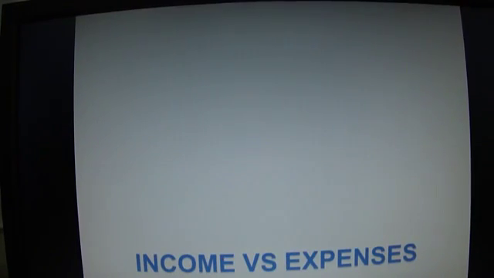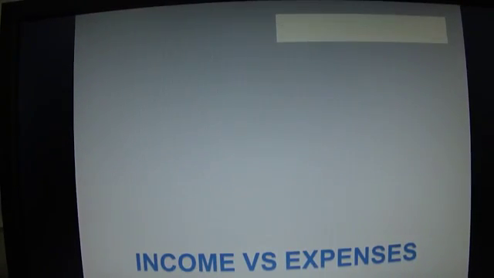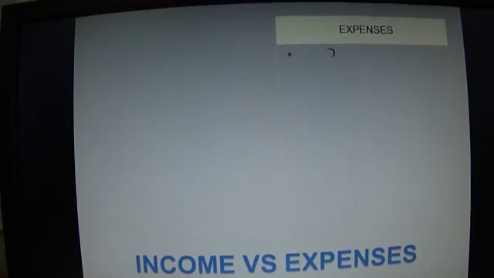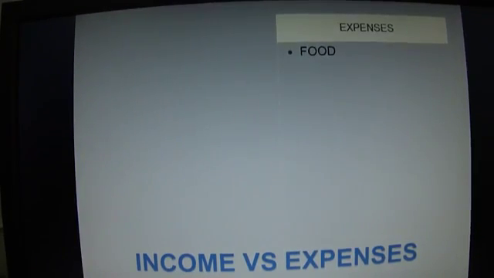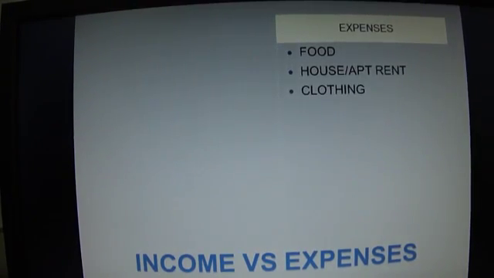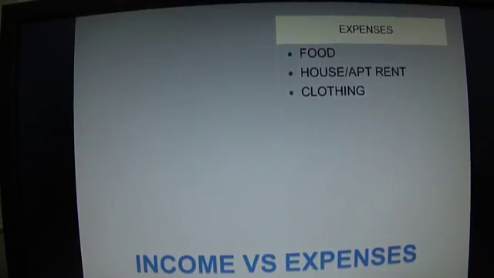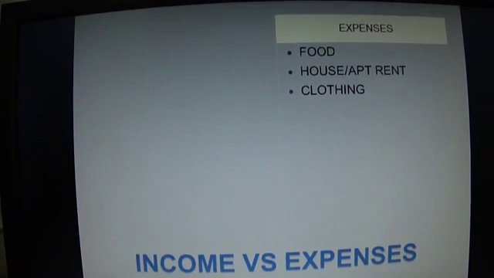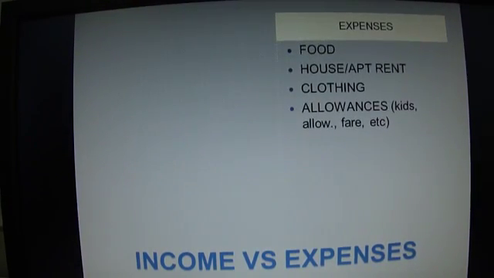Okay, next slide, we will have a quick look at our income statement. First to show you are the basic expenses we normally pay in our daily lives. So we have food, house or apartment if we are renting, and allowances of our kids, such as fare and clothing.